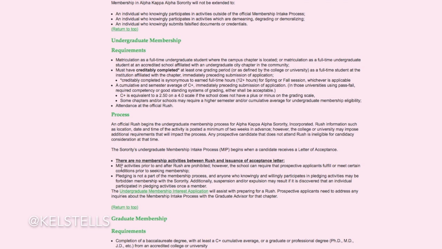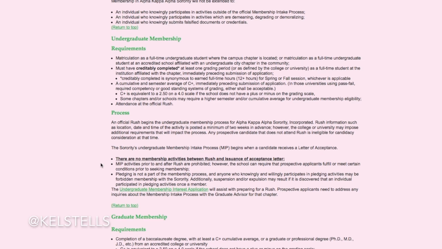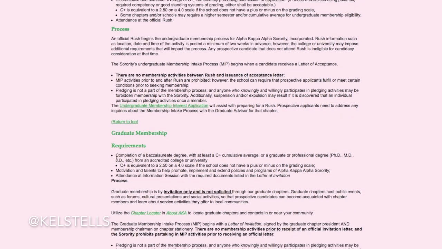And I want to point out that for Alpha Kappa Alpha, their membership process is called MIP. So take a look at that section of the process when you're looking at it. It also talks about the process of formal rush itself, what they consider to be part of the rush process, as well as things that you should and should not be doing as someone who is interested in joining their organization. They have some rules set there that you should definitely pay attention to if you're seeking membership with them.